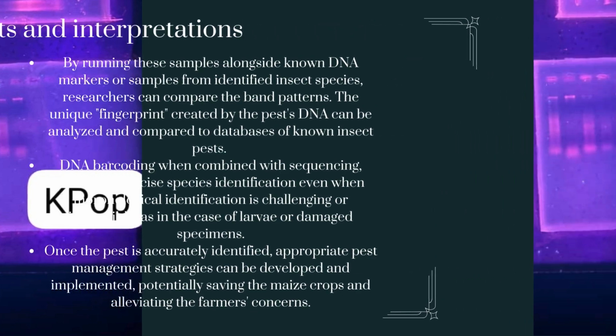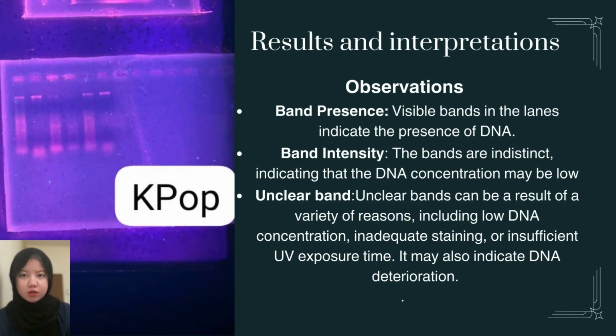and benefiting the farmers. There are 3 observations. The first one is band present, where the visible bands in the gel indicate the presence of DNA. The second is band intensity, where the bands are indistinct, indicating that the DNA concentration may be low. And lastly is unclear band, where the unclear bands can be a result of a variety of reasons, including low DNA concentration, inadequate staining or insufficient UV exposure time, and it may also indicate DNA deterioration.